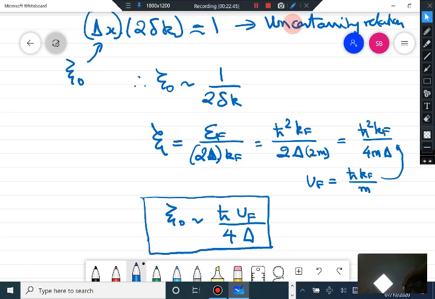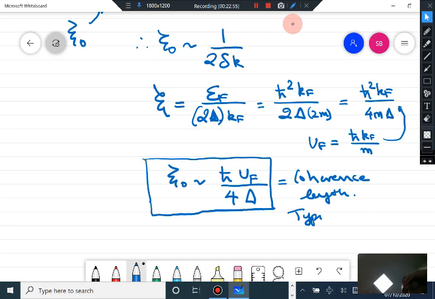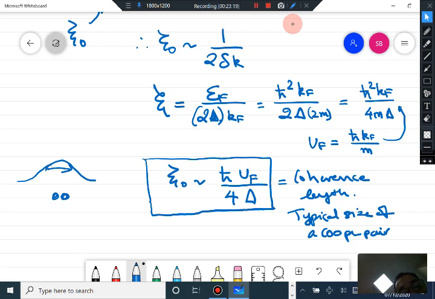Okay, if you put it in that expression, this will give your coherence length, which is the typical size of a Cooper pair, okay, which is the distance over which your wave function is going to vary. It is the distance over which the wave function is going to vary, and that is going to be the size of a Cooper pair.